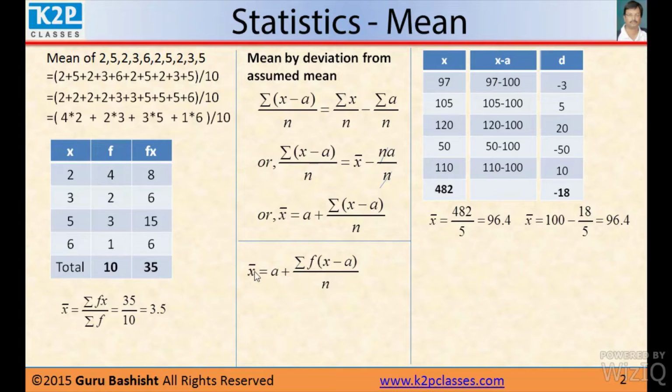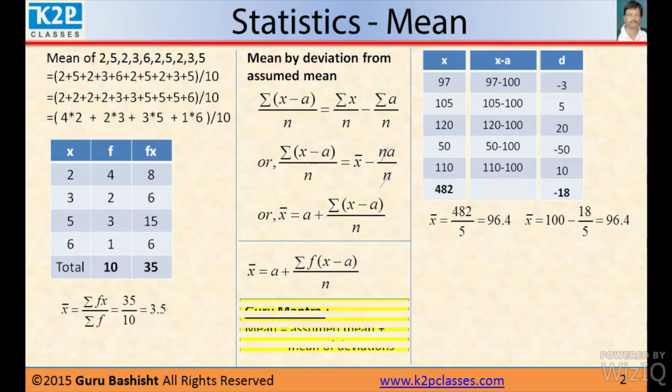So we can say x bar, the mean, equal to a, the assumed mean, plus sigma f (x minus a) by n. If there is a frequency distribution, we put f here. This is for data without frequency distribution. So the Guru mantra is: mean equals assumed mean plus mean of deviation.